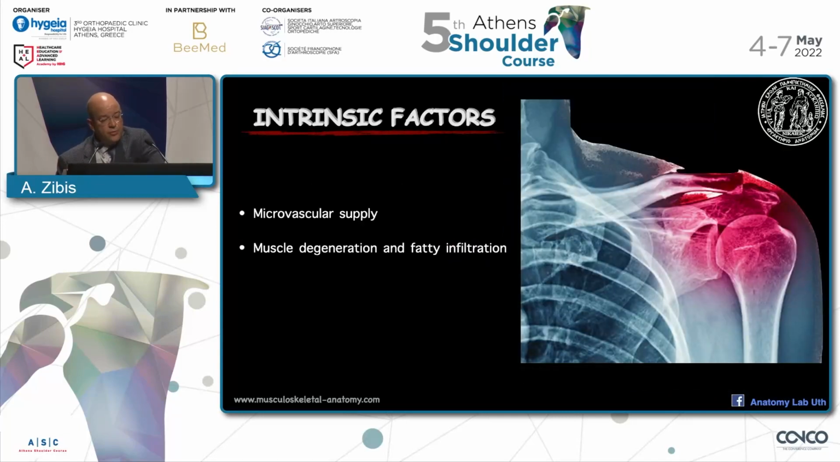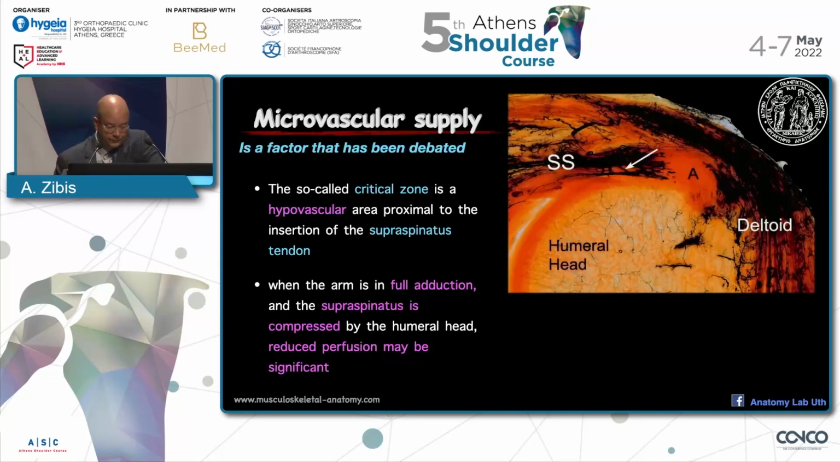And let's move to intrinsic factors. The most important for us is the microvascular supply. There is a critical zone that is supposed to be a hypovascular area proximal to the footprint of the supraspinatus tendon. When the arm is in full abduction, the supraspinatus is compressed by the humeral head under the acromion.